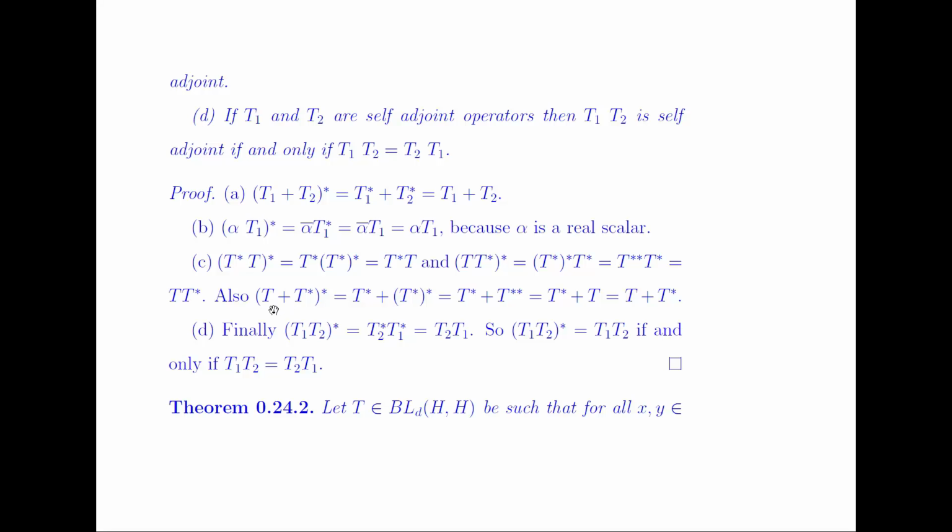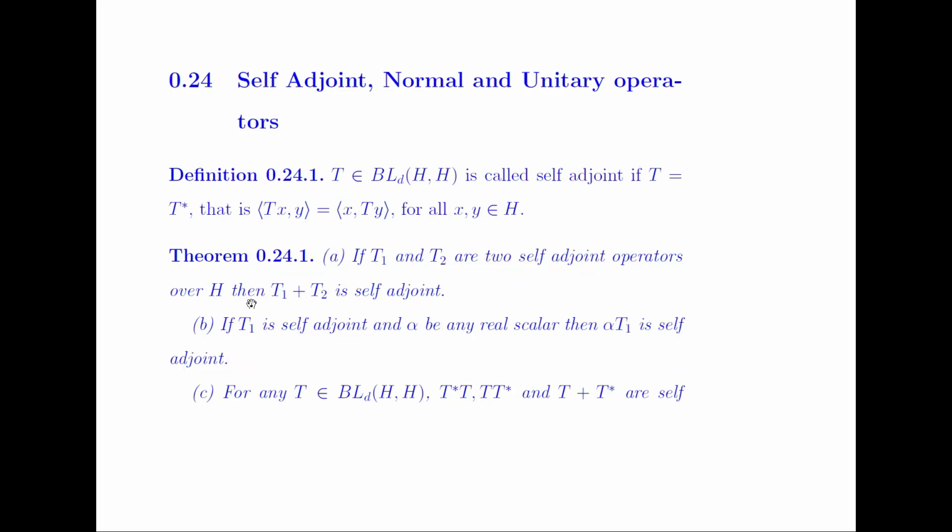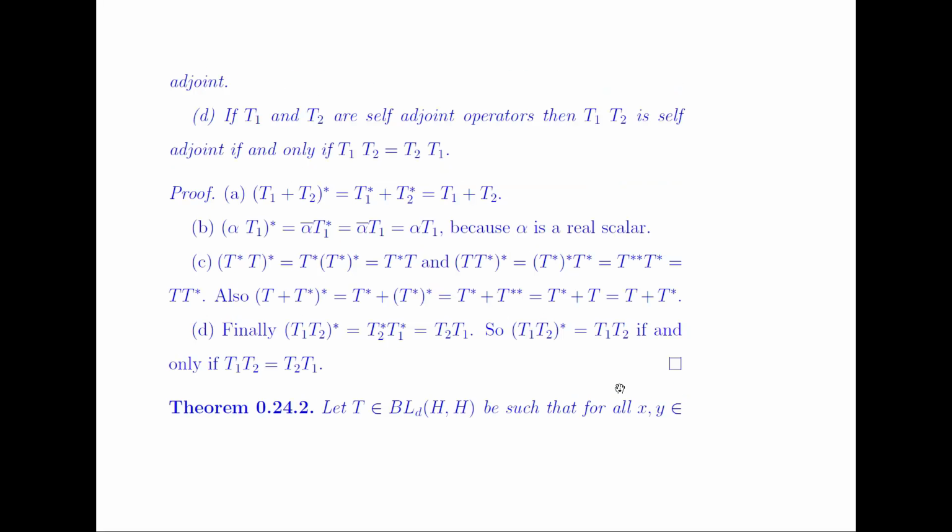Similarly, we have T plus T star whole star equal to T star plus T star star, and this T star star is equal to T. So we get T star plus T, which is equal to T plus T star. So we have proved all the results here. T star T is equal to itself, and T T star is equal to itself, so by using all these conditions, we have found that these are all self-adjoint operators by the definition.